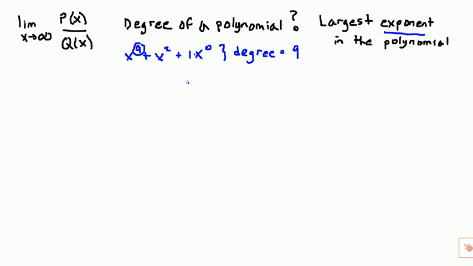What about another example? What if we had x squared plus x cubed plus x? What about the degree of this polynomial? So this is really x to the 1. So we have to look at the largest exponents in the polynomial, find the largest one. We have 1, 2, and 3. The largest exponent in this polynomial is 3. So the degree of this polynomial is 3.